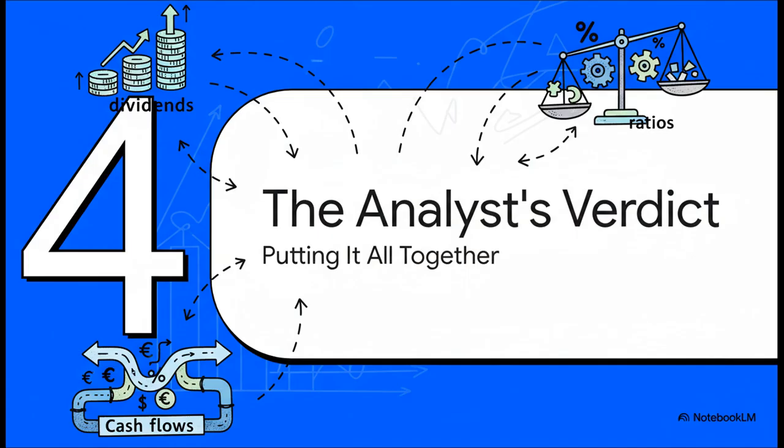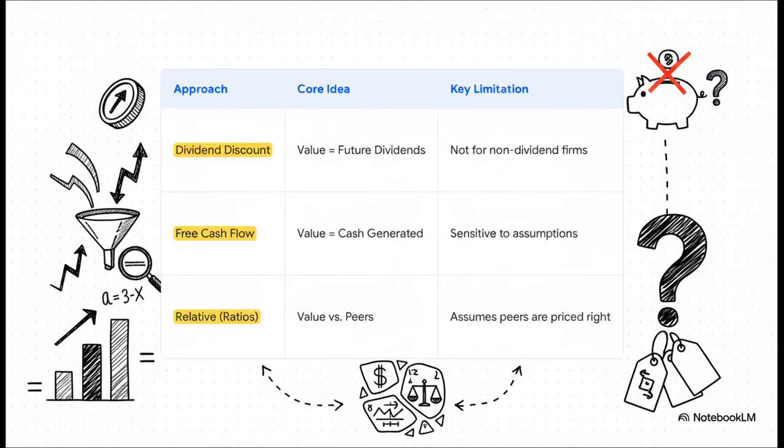Okay, so we have dividends, we have cash flows, and we have ratios. 3 different tools, all giving us potentially different answers. So how in the world does an analyst combine all this information to make a final call on a stock's value? So which model is the best one? The answer is, well, none of them. Or maybe it's all of them.